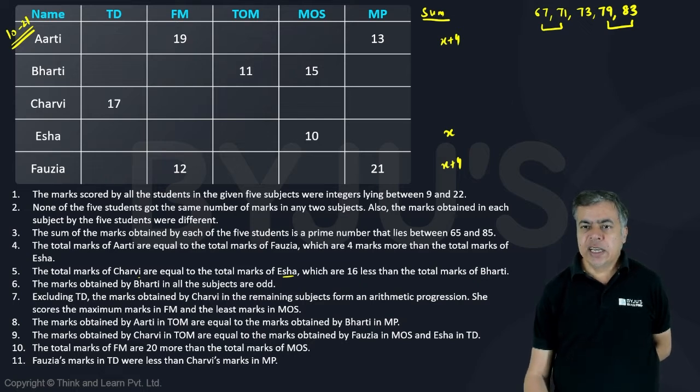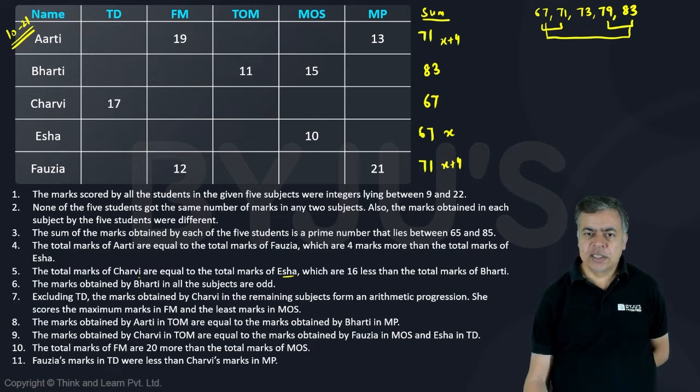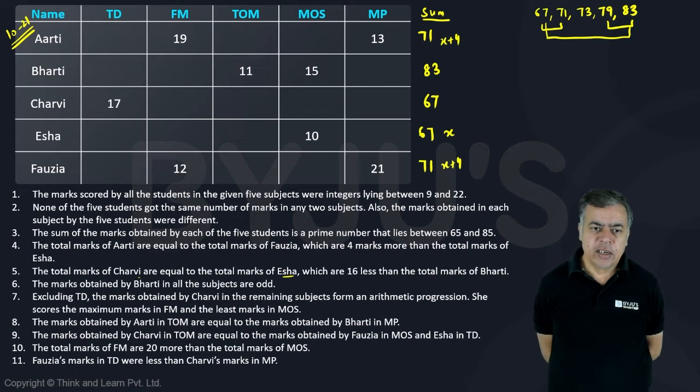Now 16 less is only possible in 67 and 83, right? So that means Charvi and Isha, the total marks must be 67, and it is 83 for Bharti, and here it should be 71. Okay, this is the case. I think according to the statement it is very clear, right?